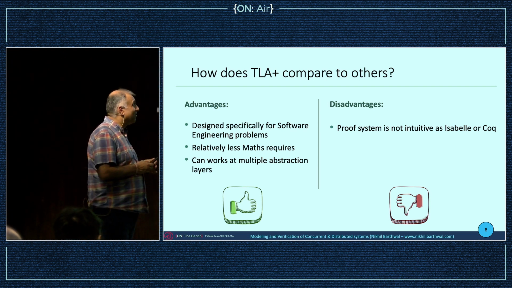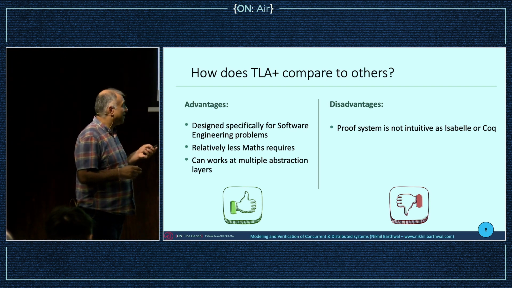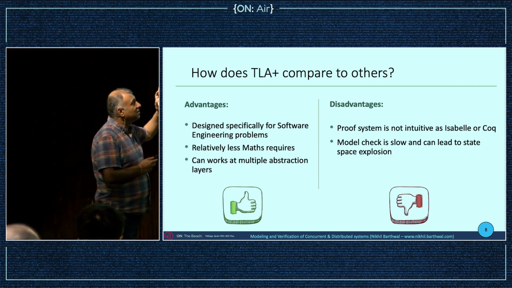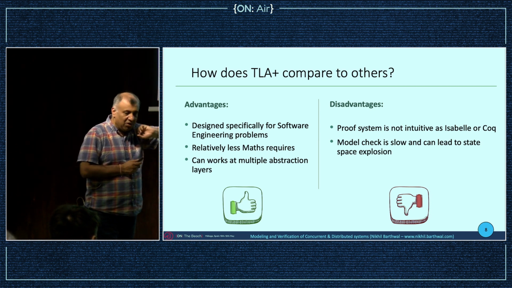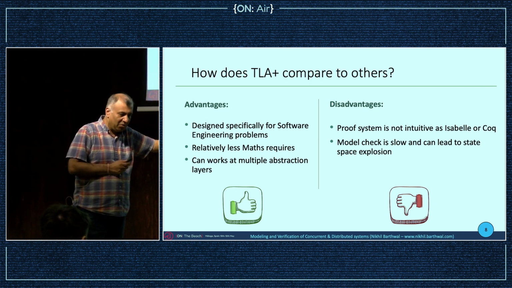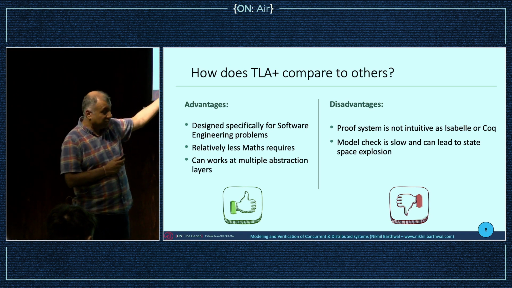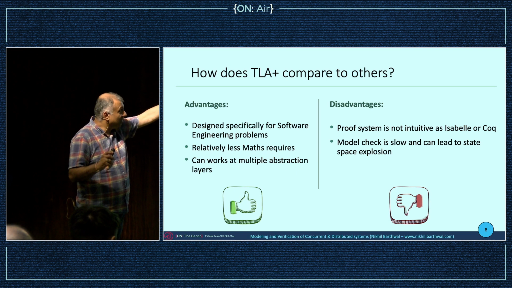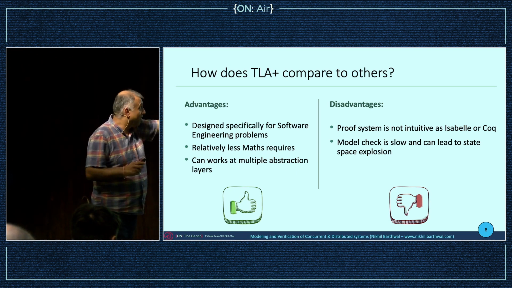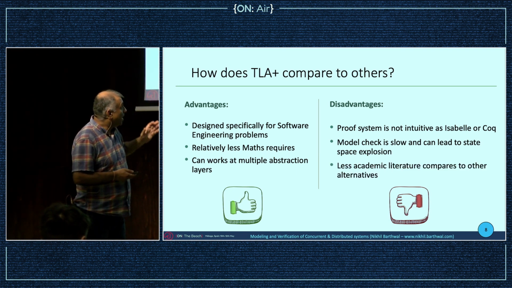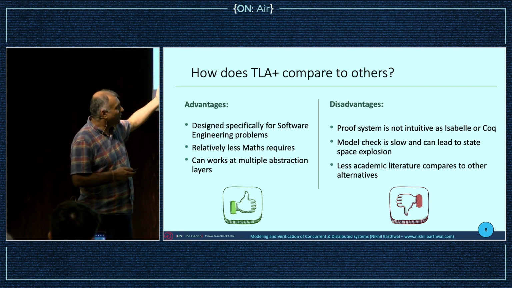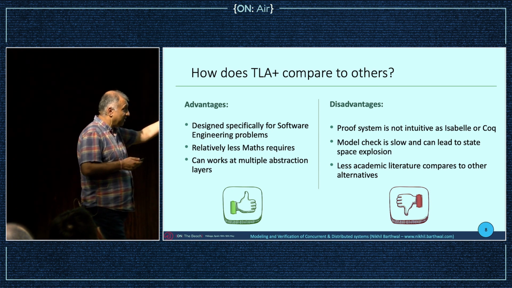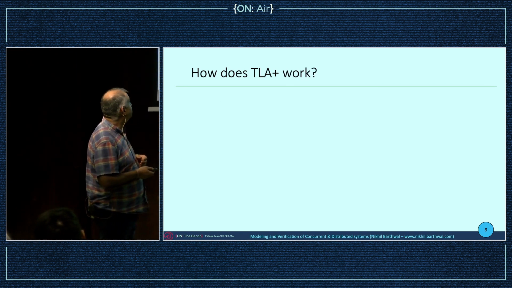The proof system is not very intuitive. Even the syntax is actually a little bit weird, personally. Model checking is very slow because you are examining all possible states. So when you examine all possible states, you obviously go into state space explosions. However, there are ways in which you can control the state space explosions, and I'll talk about that towards the end. And because it's relatively new, there is less academic literature available compared to other alternatives. So these are the disadvantages.